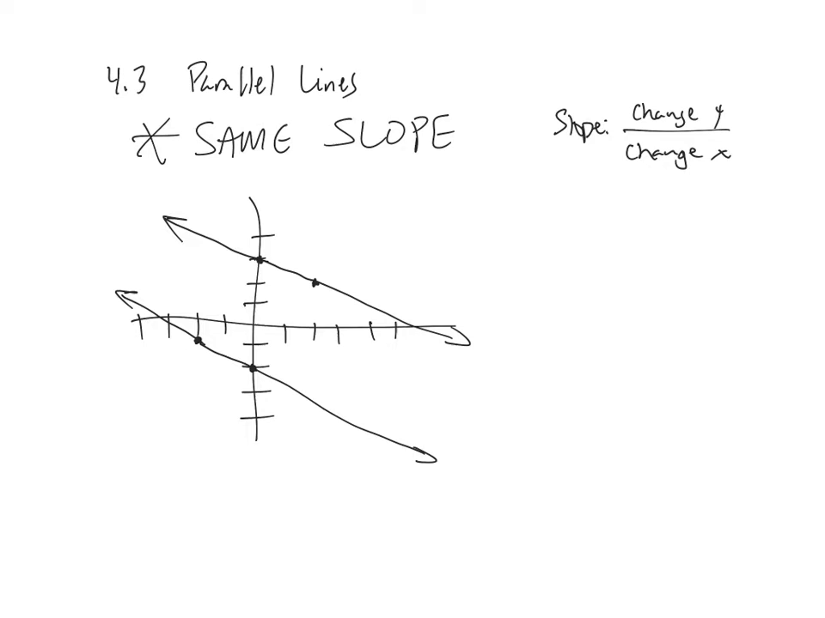So I always go left to right, so whichever point's farthest to the left. So change in y, I'm going to go down 1, so that'd be like -1, and then to the right 2, so this one is -1/2. And then I would go down 1 and to the right 2, so that one is also -1/2. So then, yes, these lines are parallel. Okay, so that's one thing that you'll have to do.